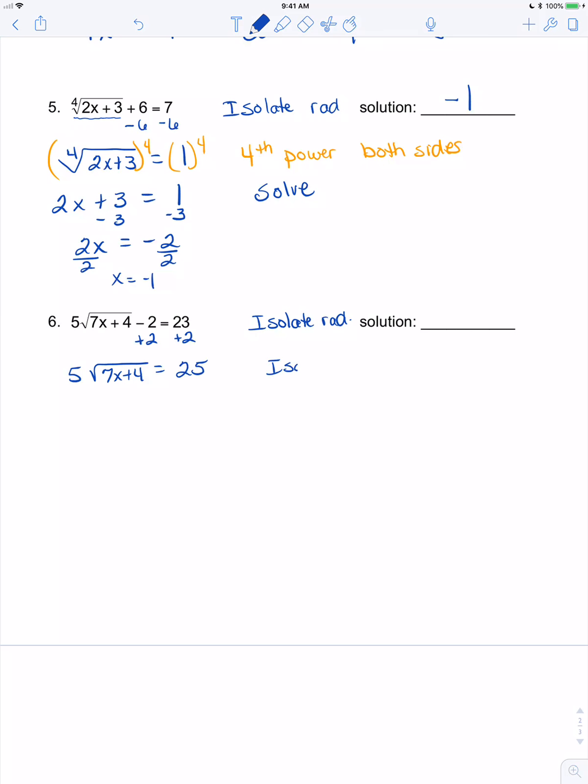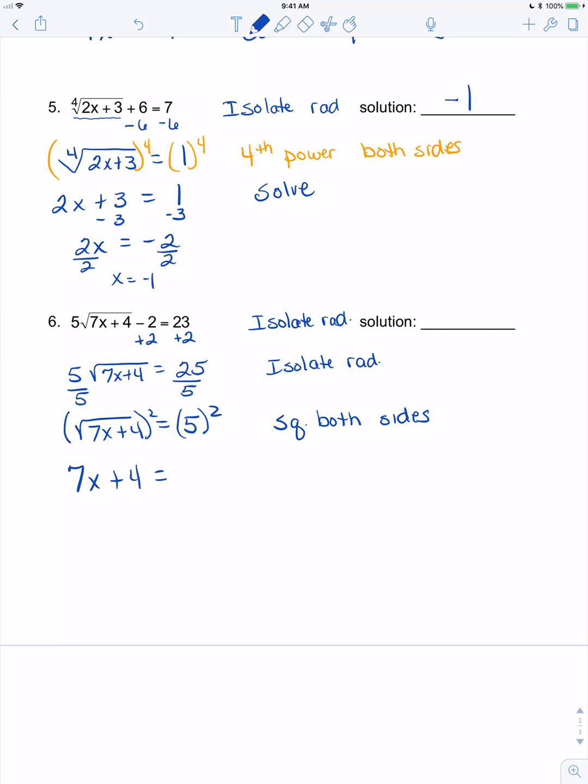We're still isolating that radical because we still have this 5 over here, so we're going to divide both sides by 5. We've got the square root of 7x plus 4 is equal to 25 divided by 5 is 5. Now we're going to square both sides because we have a square root again. So square this side, takes that outside of the radical. 5 squared is 25.